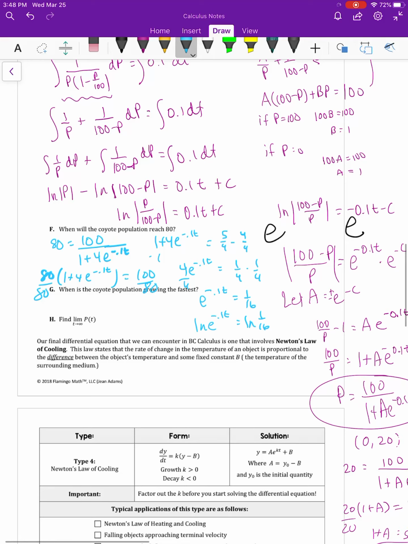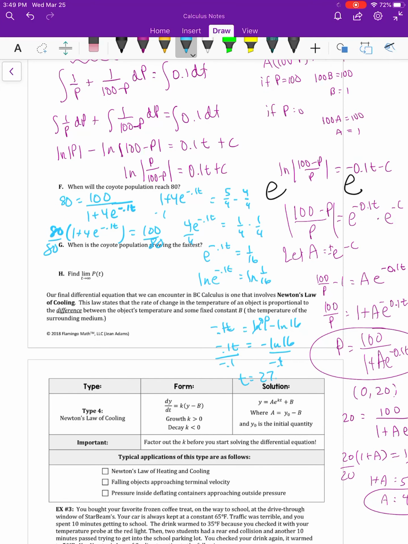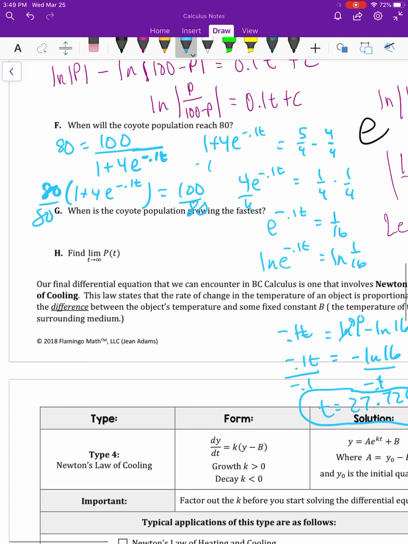And then natural log. Now, when we're doing natural log, we know we can bring that negative 0.1t down, times ln of e is 1, and also this is ln 1 minus ln 16. ln 1 is 0. So this becomes negative 0.1t equals negative ln of 16, divided by negative 0.1. And you would get your t value of 27.726 years for our F. And like I said, I was able to fit this in on my paper, but when I'm doing it here, it just doesn't seem to fit. I can just change colors.